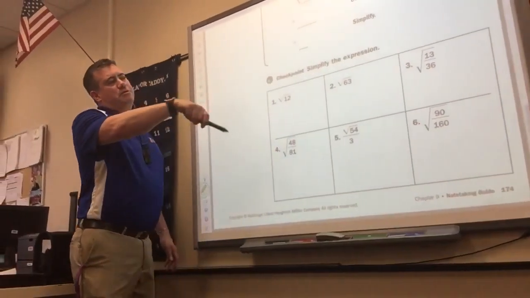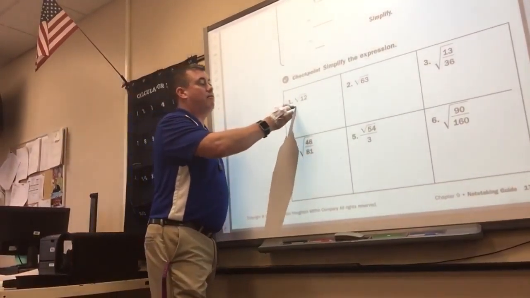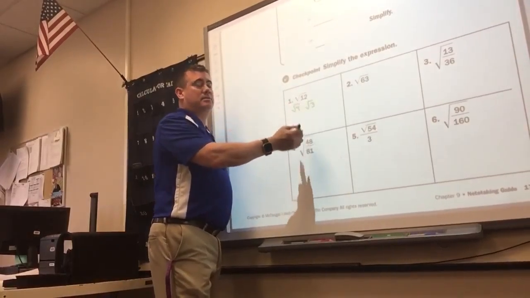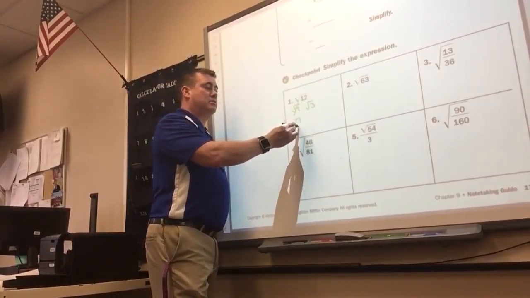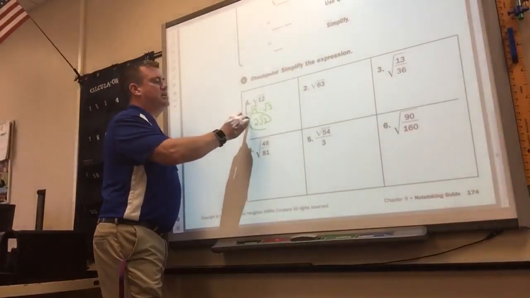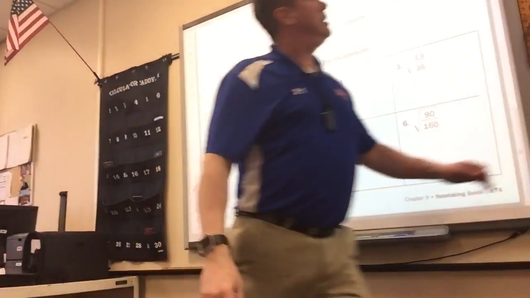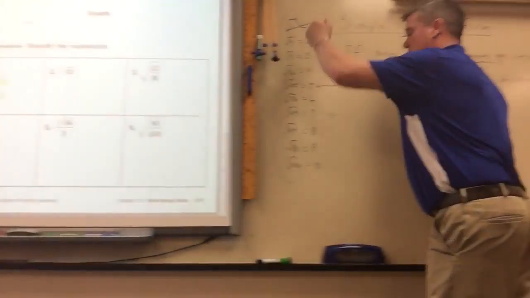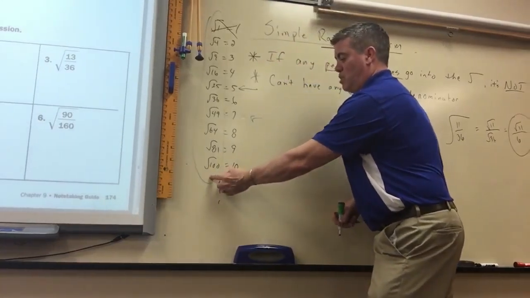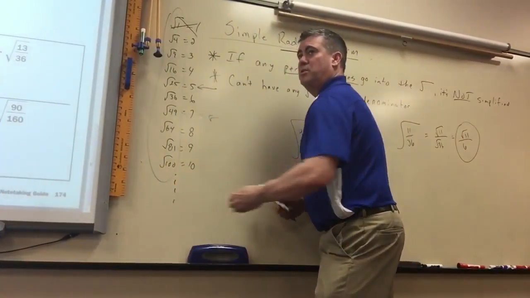Square root of 12, which perfect square goes into it? 4 times 3. The square root of 4 is 2. So remember, this first number right here, you want it to be one of these. And these continue on, remember. Square root of 121, square root of 144, square root of 169.